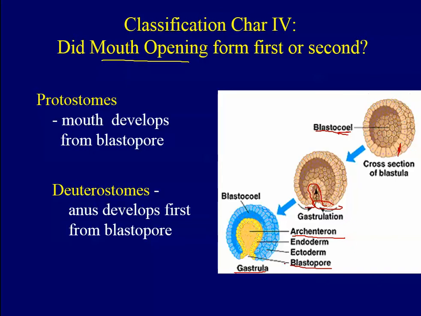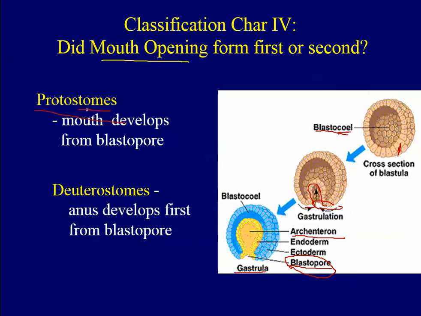All right, so back to the question at hand. What forms first? So if, again, all the yellow is endoderm, that lines the archenteron. The archenteron will develop into that animal's digestive tract. If the yellow is the digestive tract, that means the blastopore is either going to be this animal's mouth or what's at the other end? The animal's anus. So, in some animals, the mouth forms first, and these animals are called protostomes.